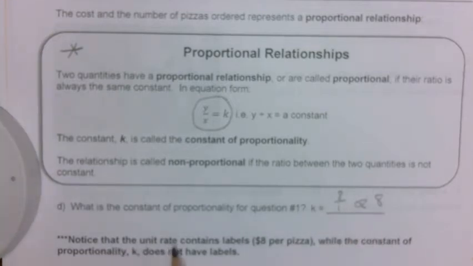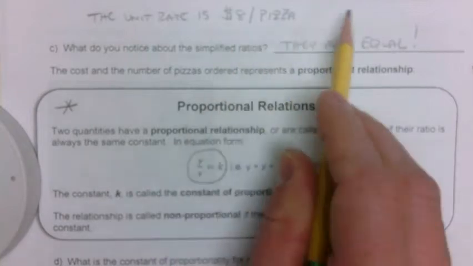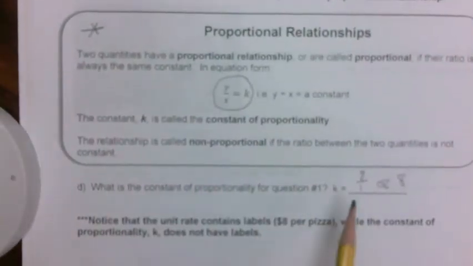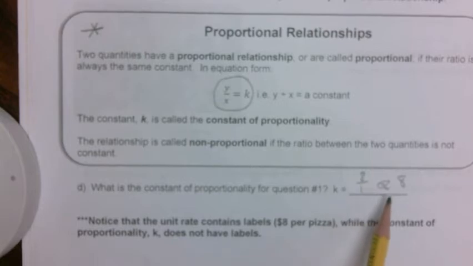Notice that the unit rate contains labels. Back up above when we mentioned the unit rate, we said that the unit rate was $8 per pizza. The unit rate includes units. But the constant of proportionality, k, does not have units or labels. k is 8 over 1 or just 8.